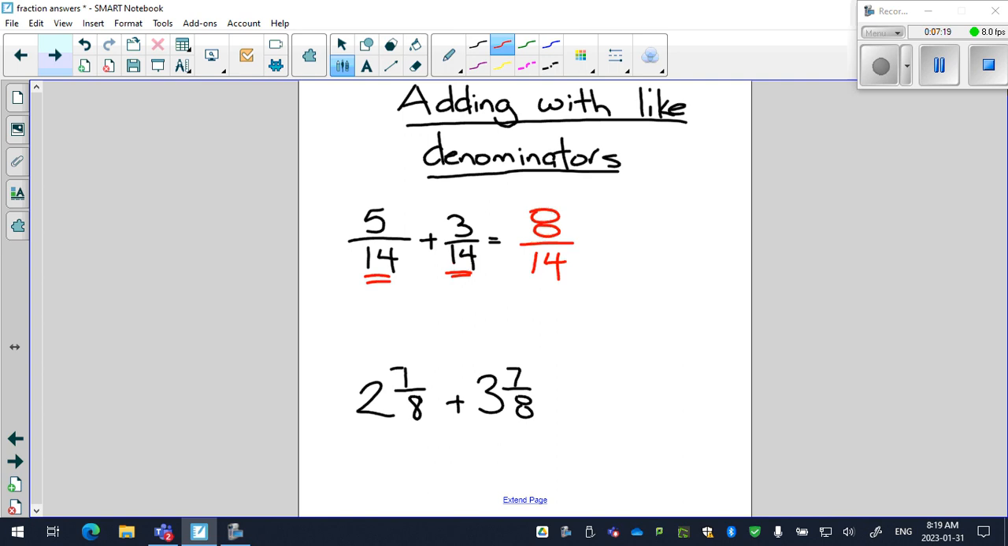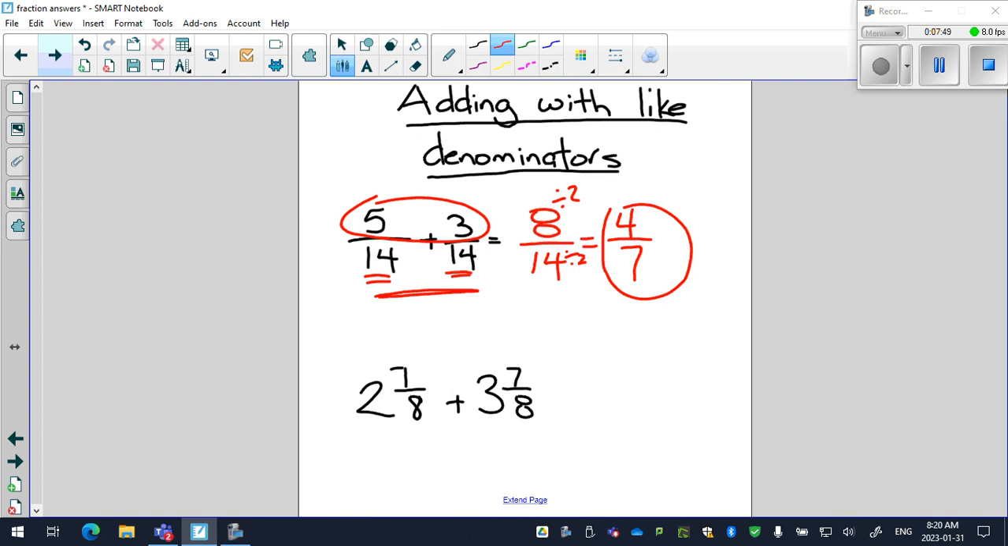We do not add the denominators together. We are trying to figure out how many parts of 14 we have altogether. We would not change that to 28. We only add or subtract the top numbers. And again, we will talk about reducing. That would be 4 sevenths because 2 goes into 8 and 2 goes into 14. So we can reduce that to 4 sevenths.